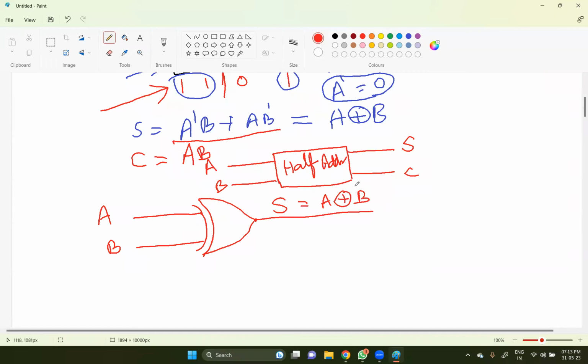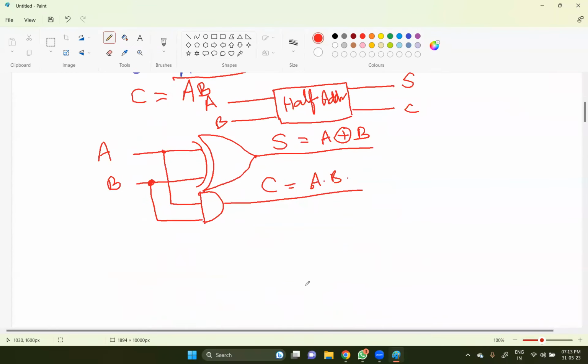And the carry will be taken as A into B. A will be taken, then B also will be taken here. If you take these two and combine them, it can be produced as carry. So carry will be equal to A into B. So this is the logic diagram for that.